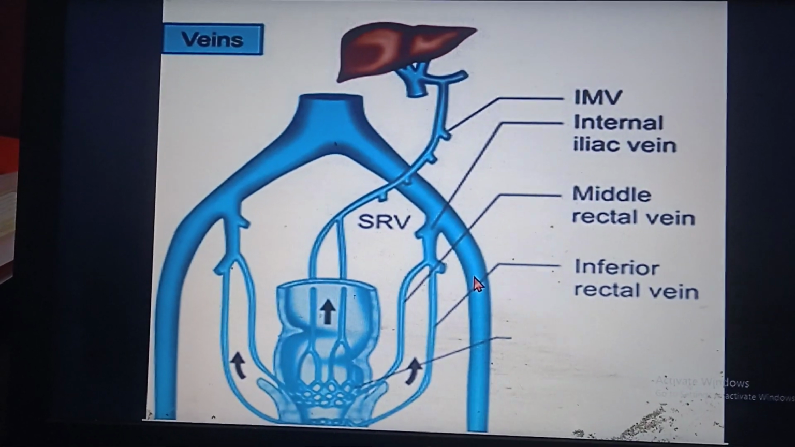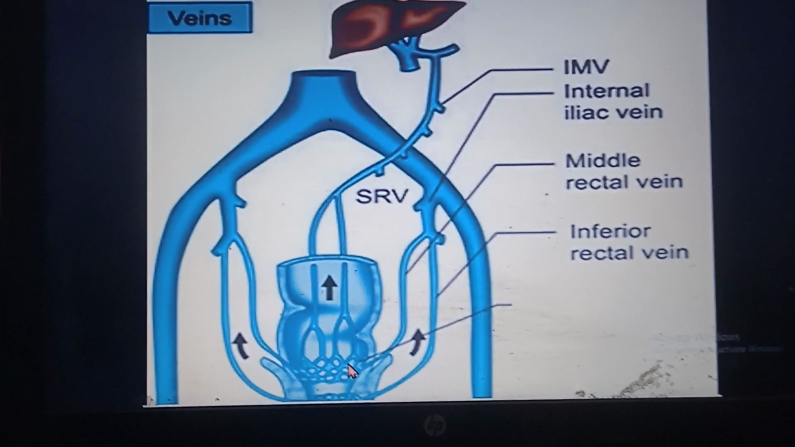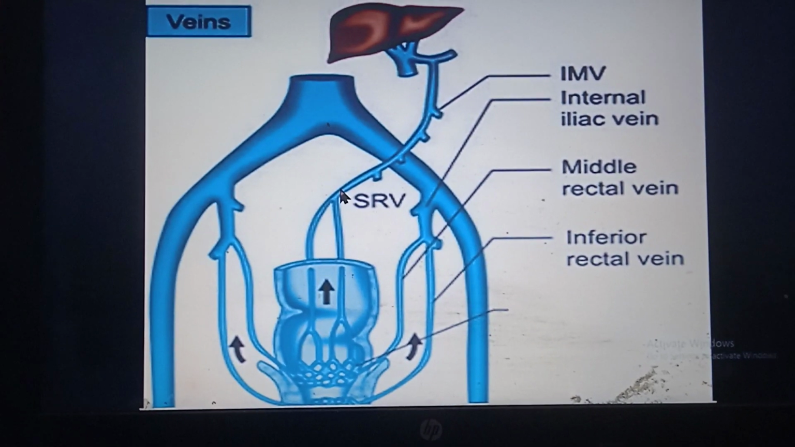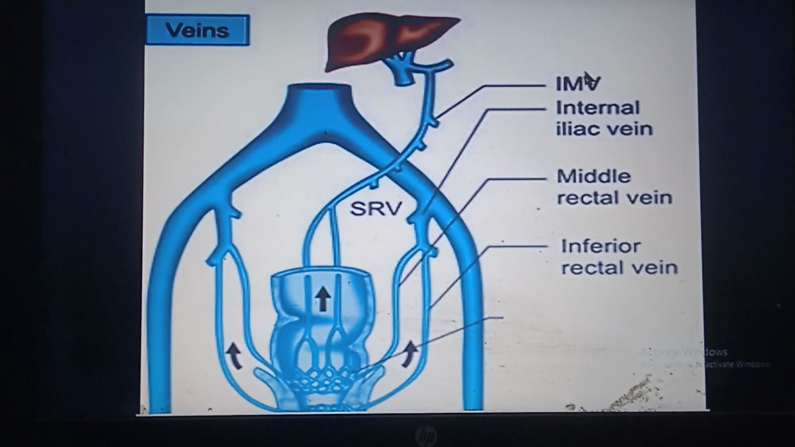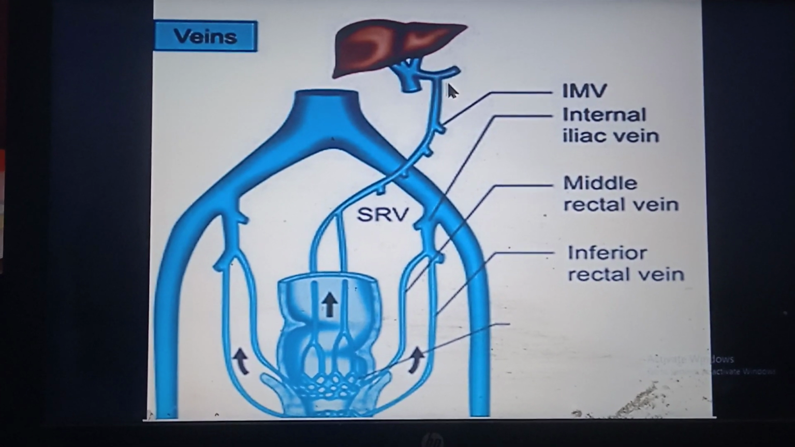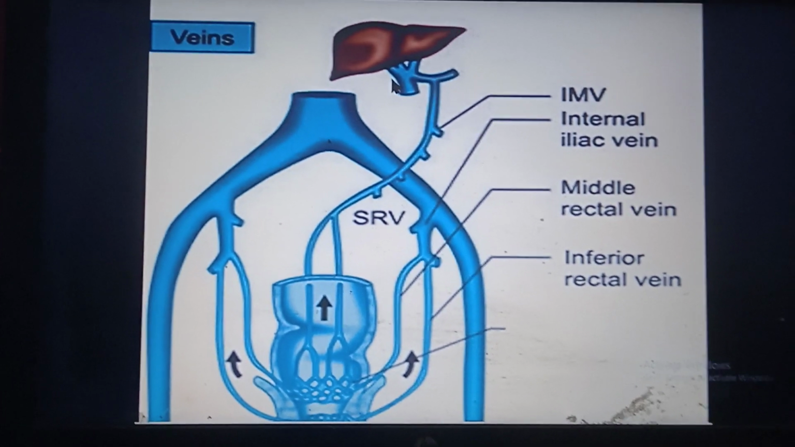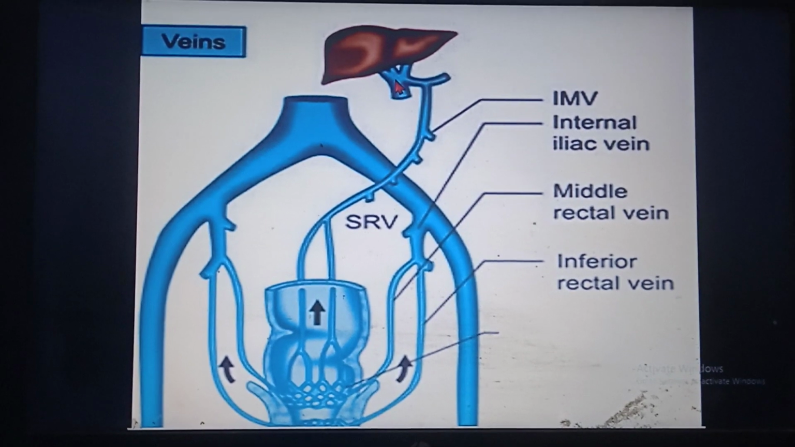First come to venous drainage. Pectinate line and above, the venous blood is drained into the superior rectal vein, which is the continuation of the inferior mesenteric vein, one of the tributaries of the splenic vein. The portal venous system is formed by the union of the splenic vein and the superior mesenteric vein.